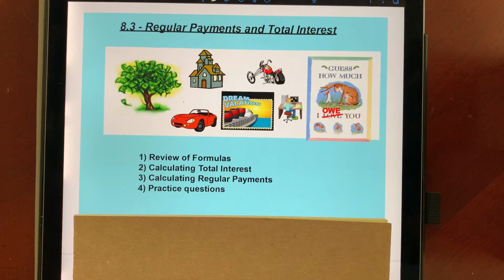Regular payments and total interest. This is probably the most important lesson for your own personal use. Here's where you calculate things like: I want to buy something in the future, how much do I need to put down every month to make it happen? Or how much interest will I be making? Or when I go buy a car, can I figure out my monthly payments? Yes, and can I figure out how much interest I'm going to be paying throughout?